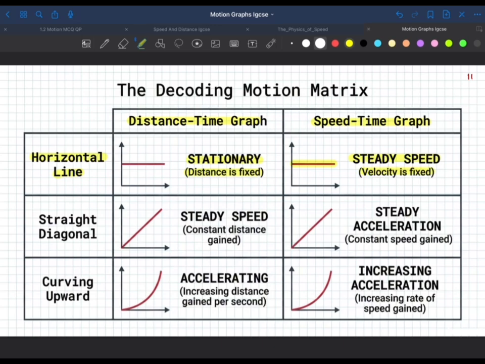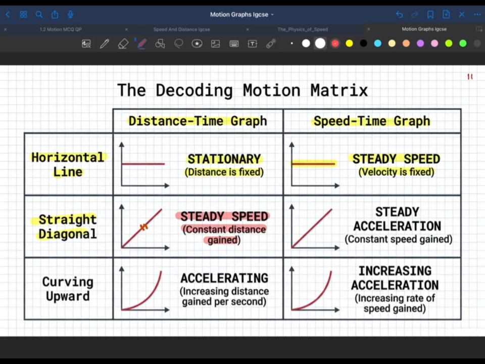If you have a straight diagonal line in the case of a distance-time graph, you will say that the gradient of this line is giving us the speed. So simply we can say that the gradient is constant. So constant distance gained means steady speed.